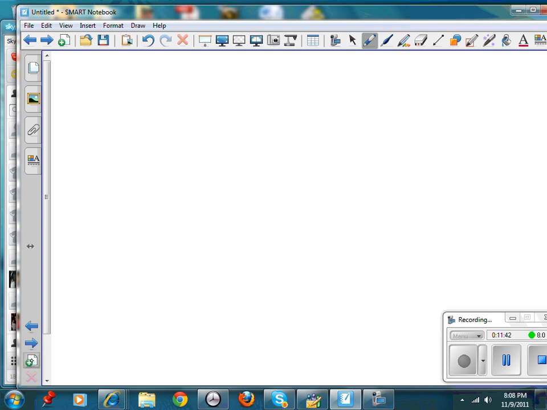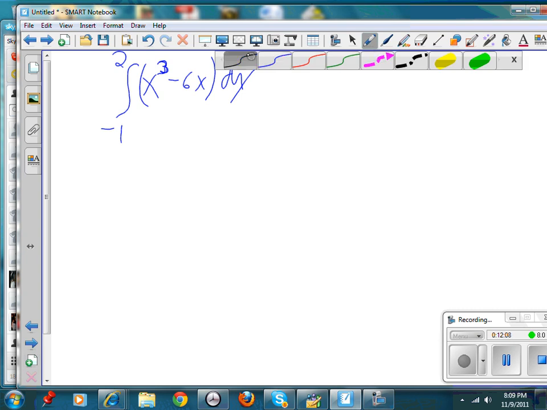Okay, one more problem, just a straight integration here, and we're going to integrate from minus 1 to 2 of x cubed minus 6x. It's hard for me to do an integration and not draw a picture. You don't need to draw a picture, but what the heck. Let's see if I can get a little picture of the function.